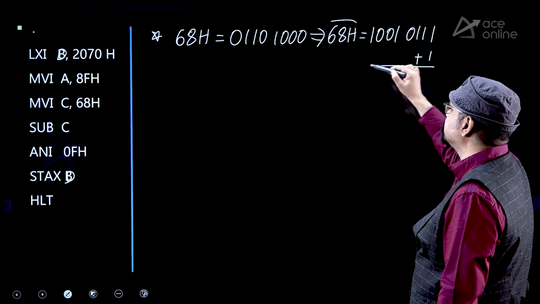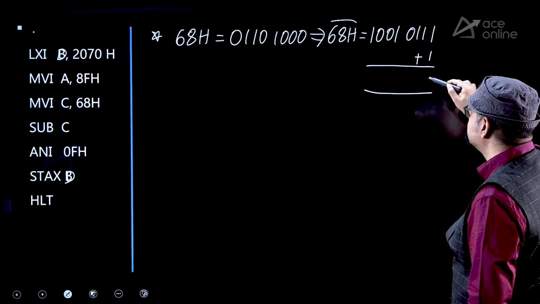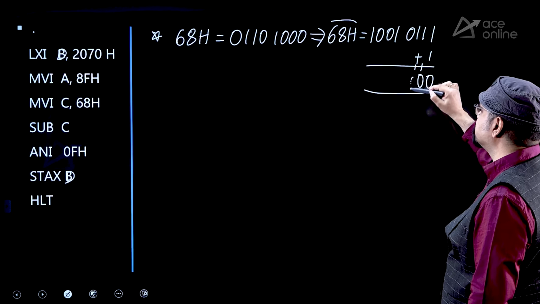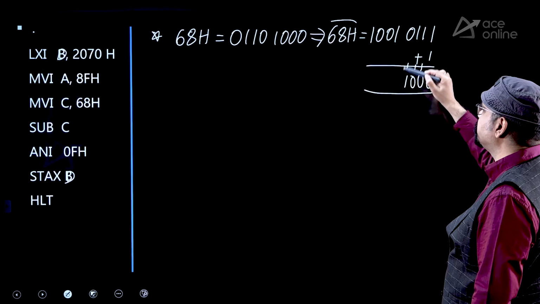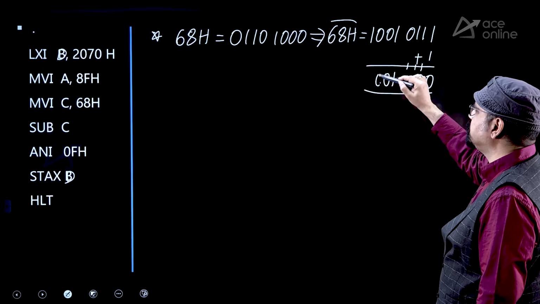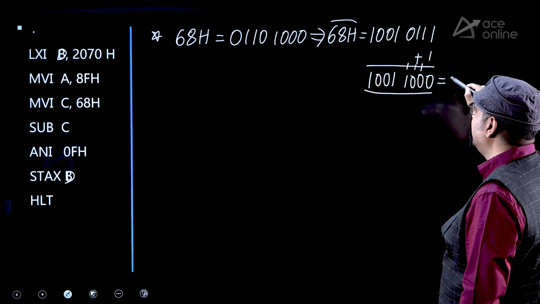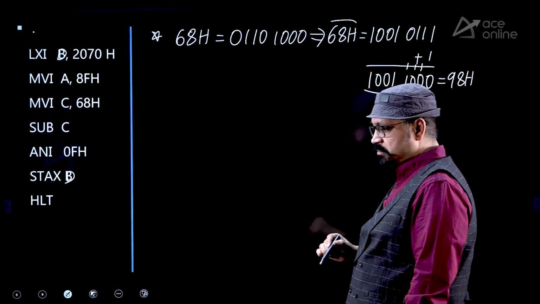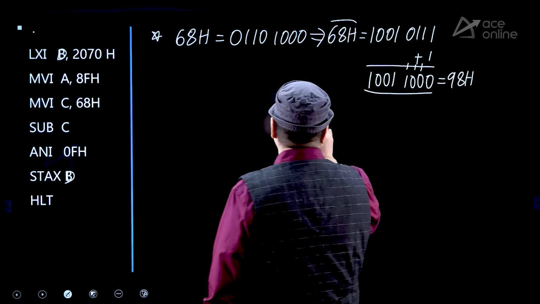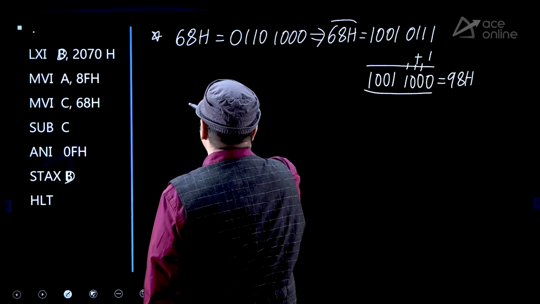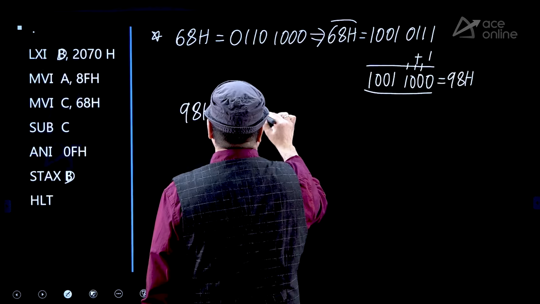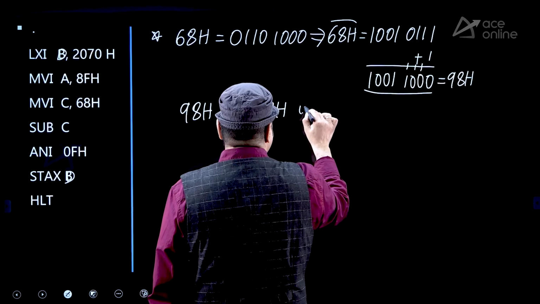Add 1 to it. 1 plus 1 is 0 carry 1, 1 plus 1 is 0 carry 1, 1 plus 1 is 0 carry 1, 0 plus 1 is 1. So 1 0 0 1 1 0 0 0. What is this number? 98 hexa. Means what? Minus 68 hexa. 98 hexa is minus 68 hexa in 2's complement form.